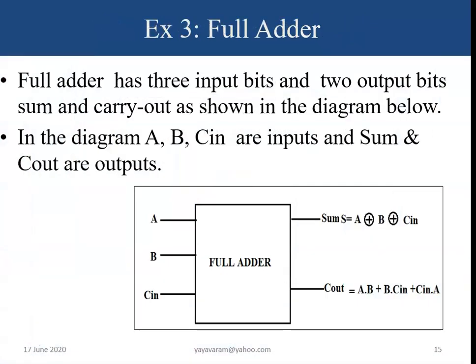We have one more example, like a full adder. Here also I have three inputs, a, b, and c in, carry in, as you have already seen at the gate level. The outputs are sum and carry out. What is the sum here? A XOR b XOR c in. What is carry out? A dot b plus b dot c in plus c in dot a. So this can be easily written in the data flow model.